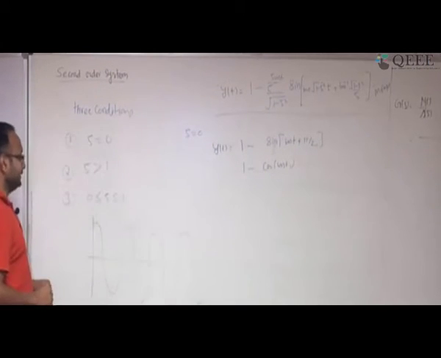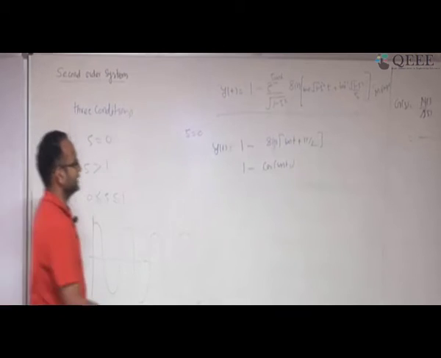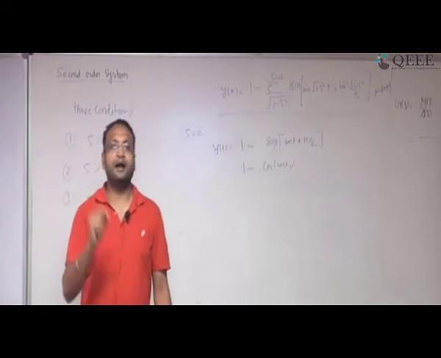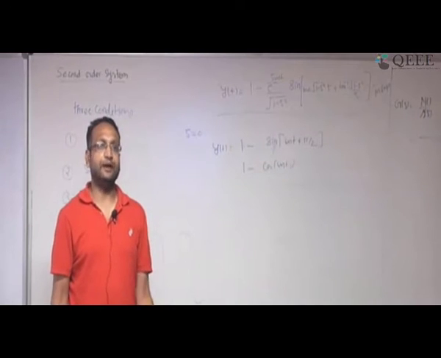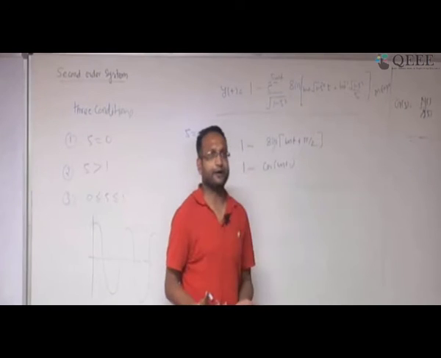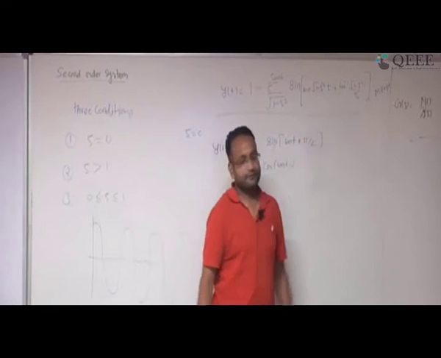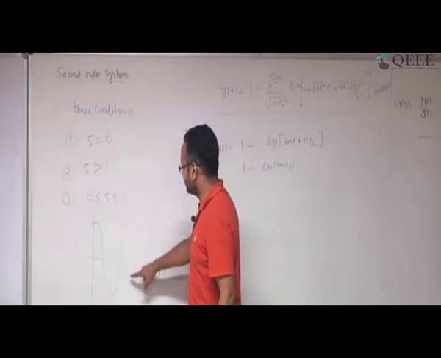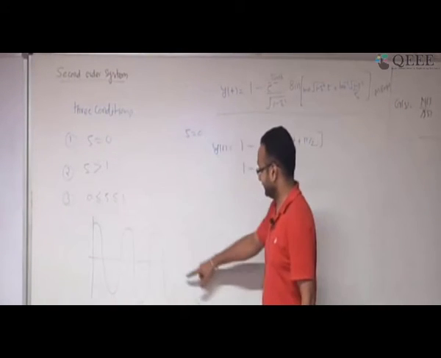It's a sinusoid, and the frequency of the sinusoid is governed by this omega n, which I am calling the undamped natural frequency. That is why you can see sin(omega n t plus phi), where this term phi is a phase. So, when zeta equal to 0, this system is oscillating.